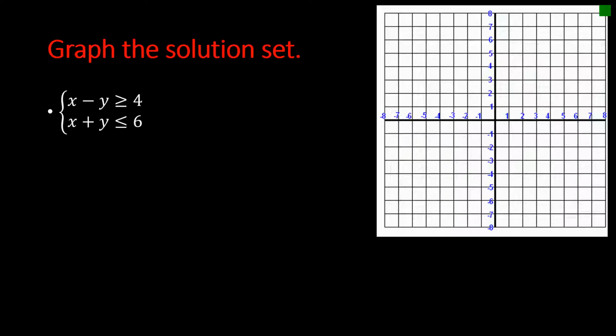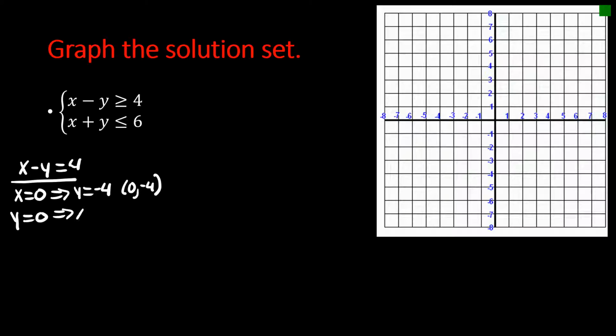Let's look at x minus y equals 4. And we can use intercepts. If x is 0, then you have negative y is 4, or y is negative 4. If y is 0, then you have x is 4, so you have a point 4, comma 0. So 4, comma 0, and 0, negative 4. This is a solid line.